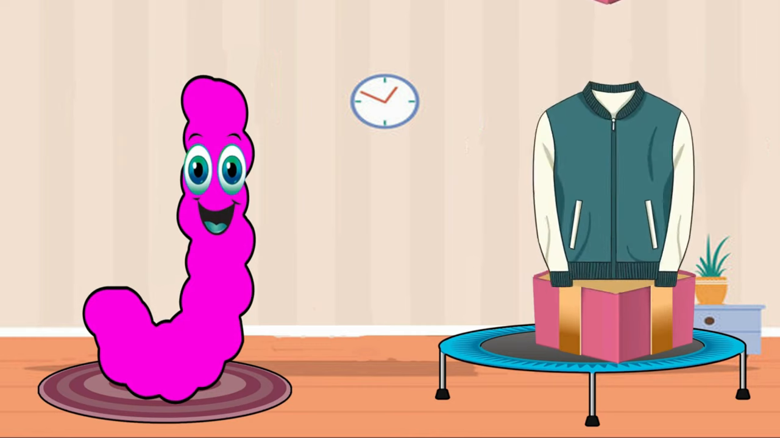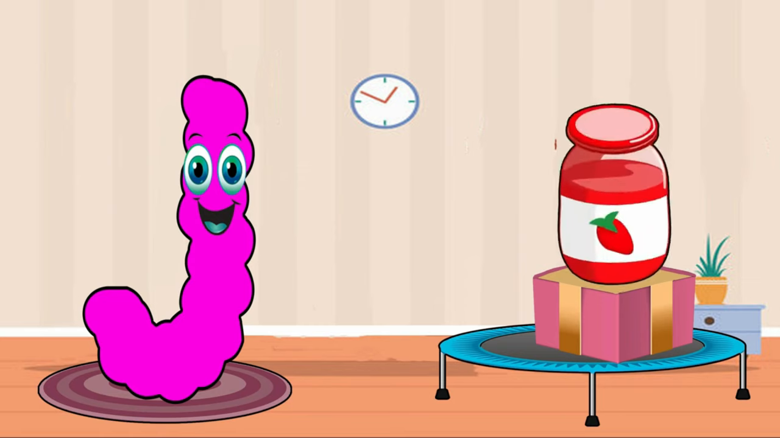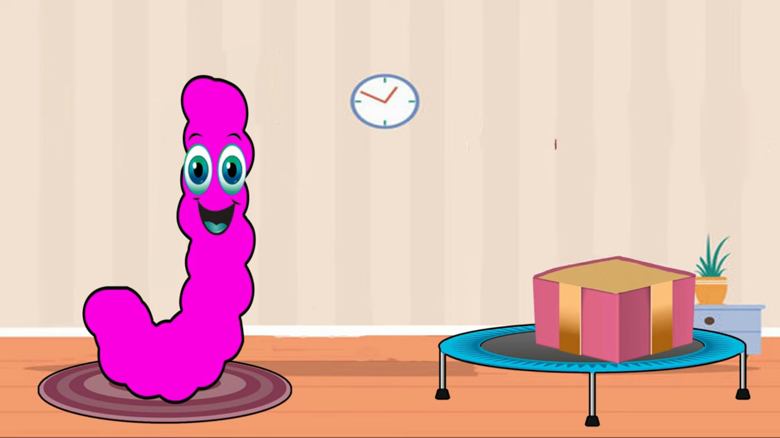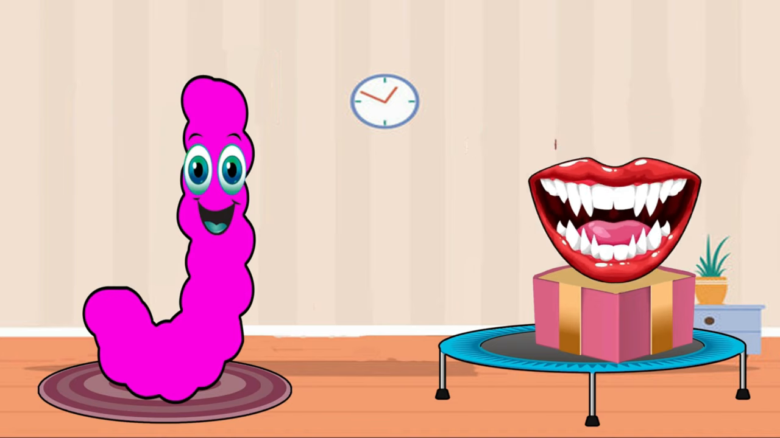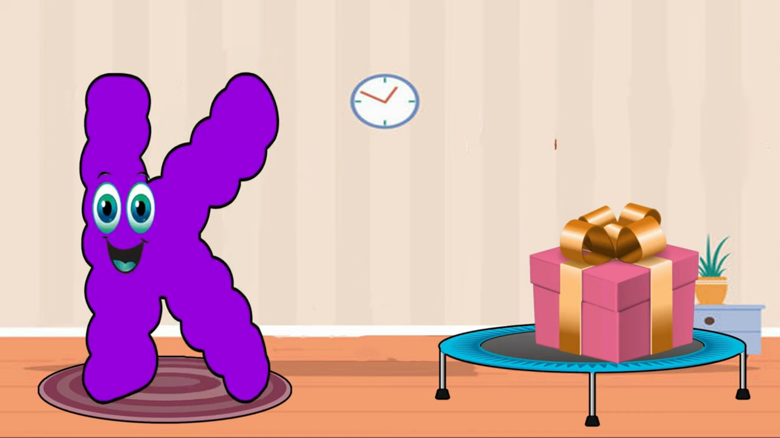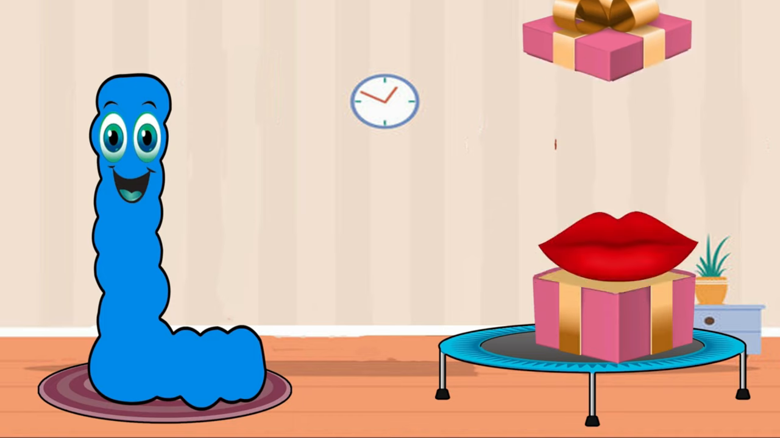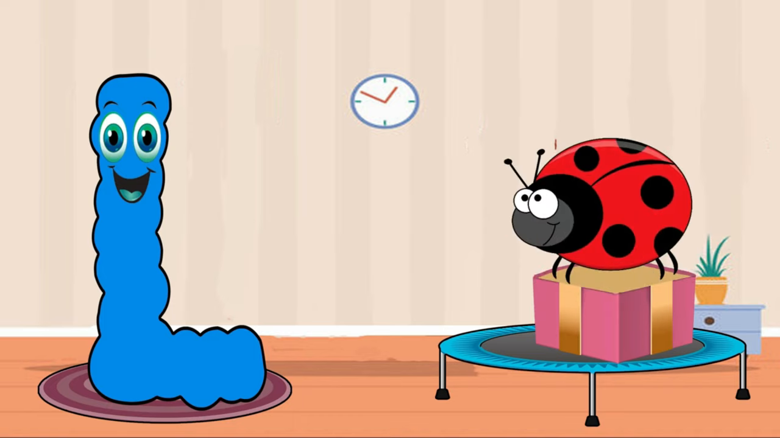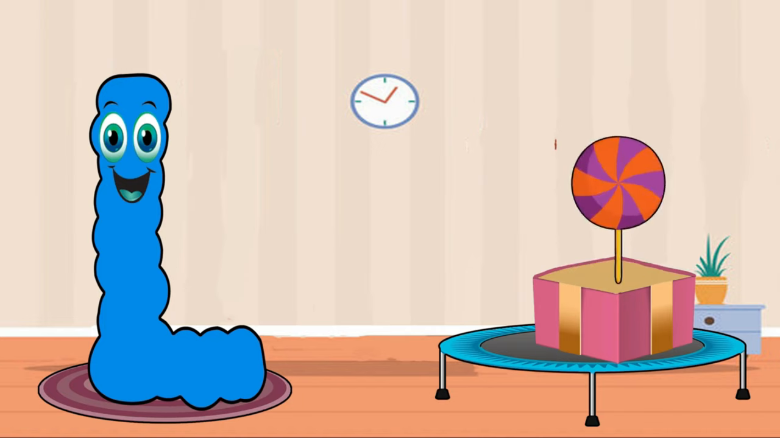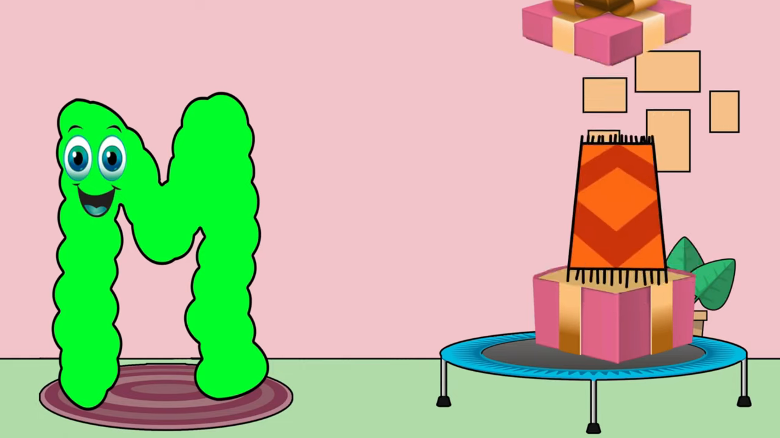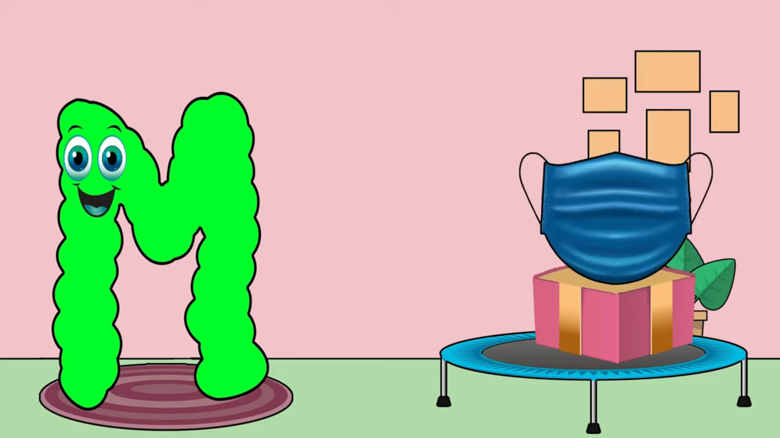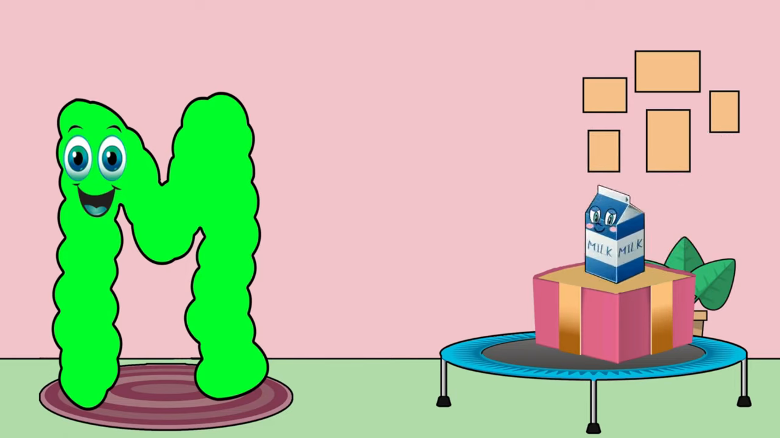J for jacket. J for jar. K for knee. K for kiss. K for kid. L for lips. L for ladybird. L for lollipop. M for mat. M for mask. M for milk.